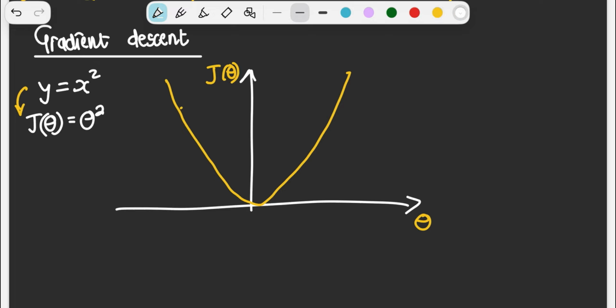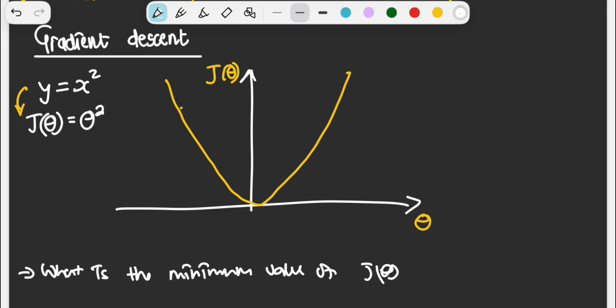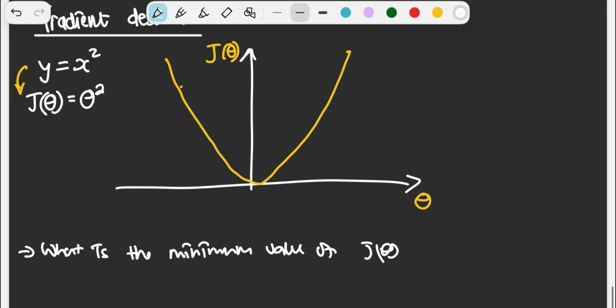So I could ask you, what is the minimum value of j of theta, right? And you would happily say the minimum value of j of theta is 0. And what is the value of theta at that specific minimum value of j of theta? You can say, well, theta is 0, right? So this is the minimum possible value of j of theta.